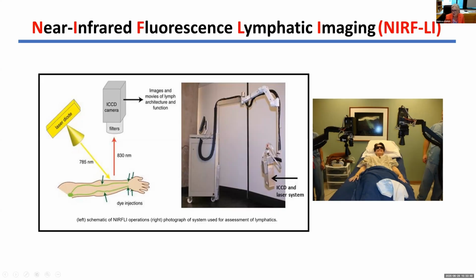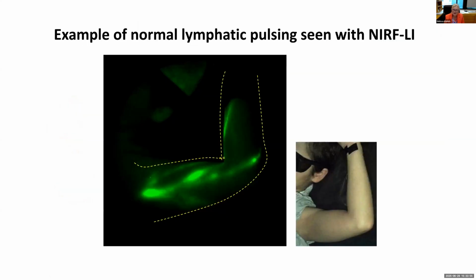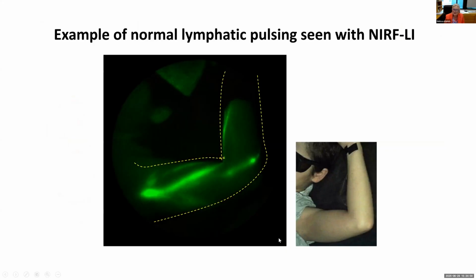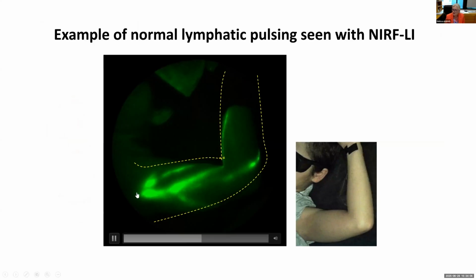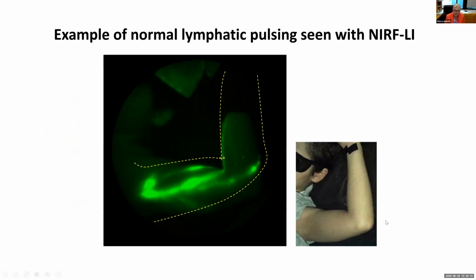So here's actually a physician being imaged with these cameras hanging over her arms. And here's what we see. We see lymph going up from her hand, which would be up at the top there, through the collectors or the large vessels into her lymph node basin in her armpit. So that's what you want to see if you have healthy lymphatics.